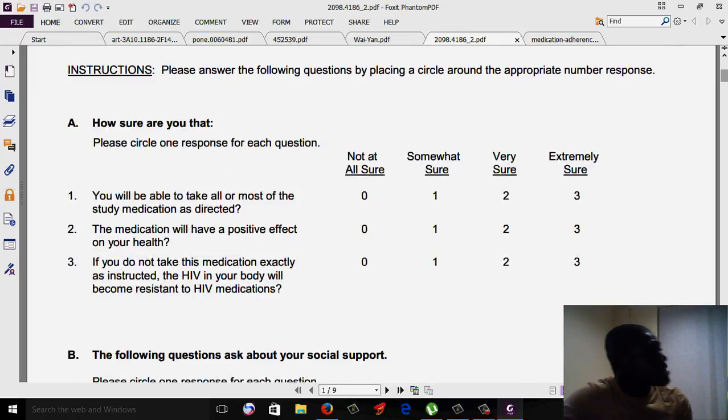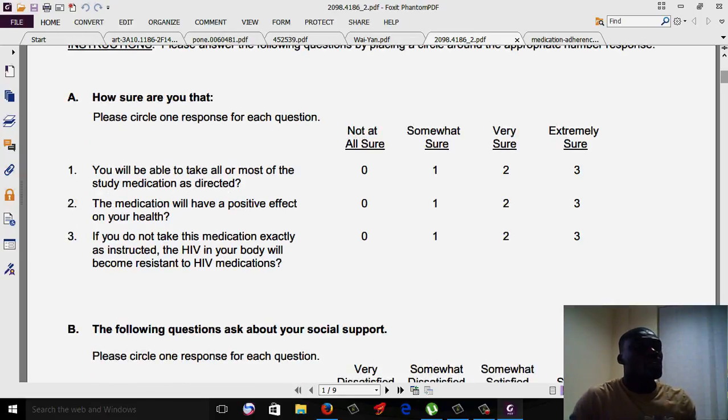Sometimes you don't need to modify them. Sometimes you can modify them. Sometimes they can lead you to generate your own what? Your own questionnaire. So yeah.